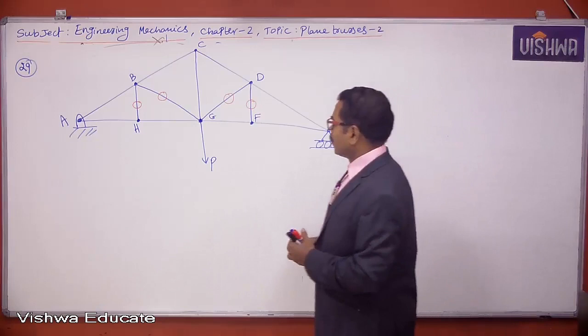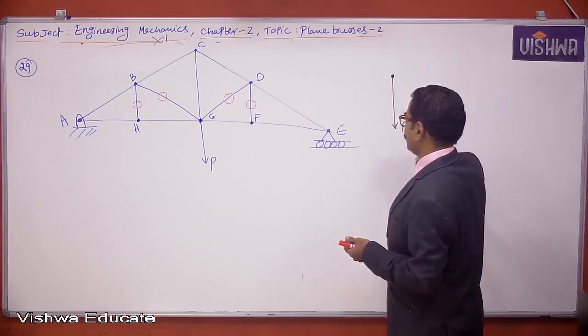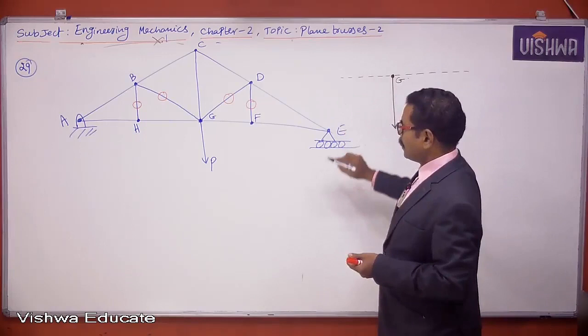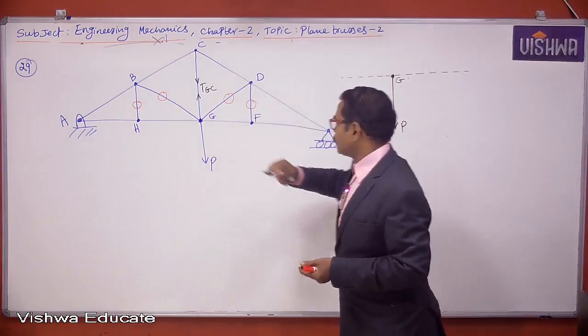Now come to joint G. Here one point I want to explain. About joint G, what forces are acting? A downward force of P is acting. This is G. And I assume this member CG carries tensile force. I may call this TGC. So with respect to joint G, this force will be upward.